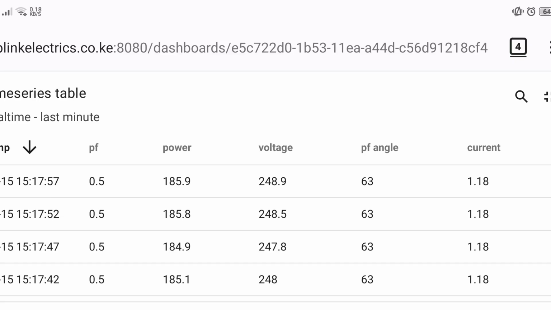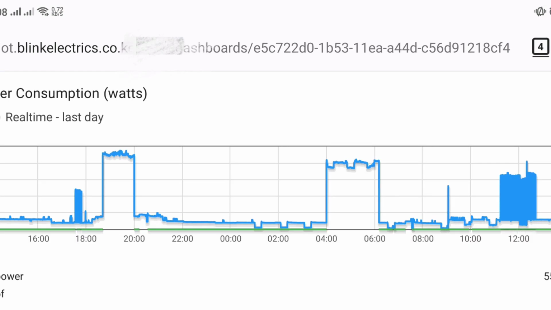Yeah, so within no time we started recording and plotting the data, and we were able to see what was consuming and how much was being consumed, but we had no clue that there was a huge parasitic load, as you can see in the graphs.